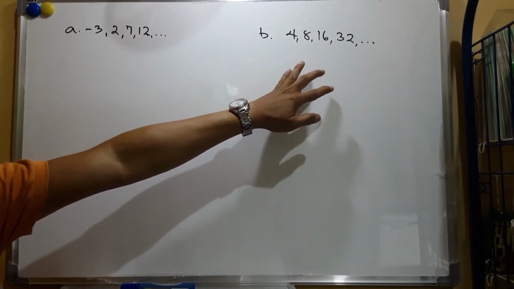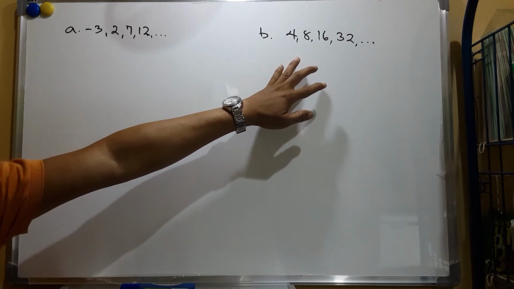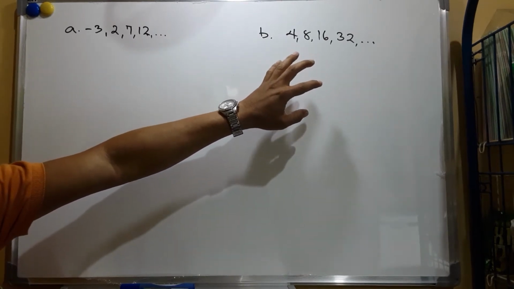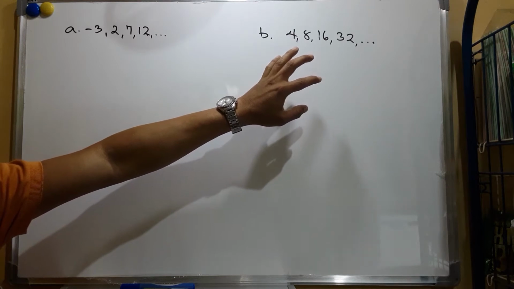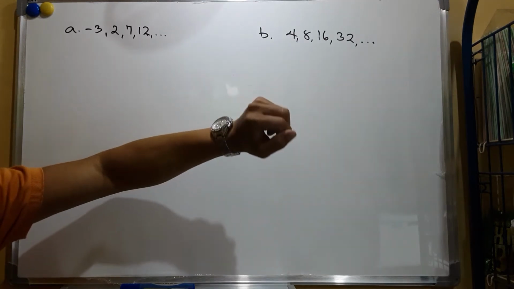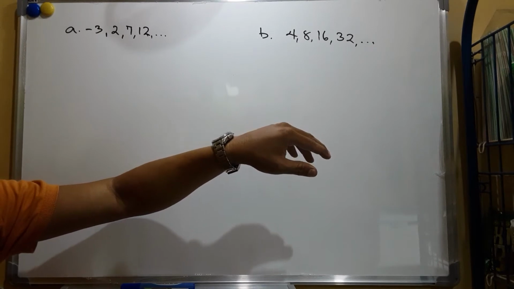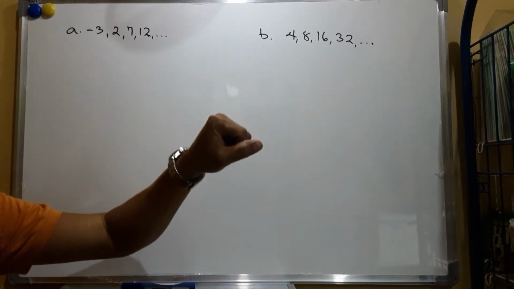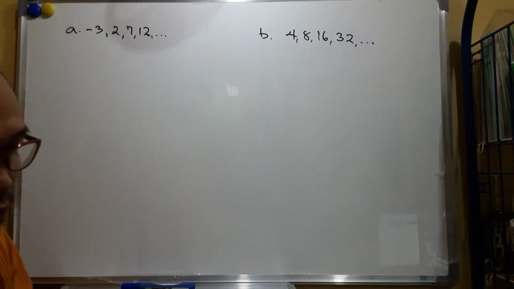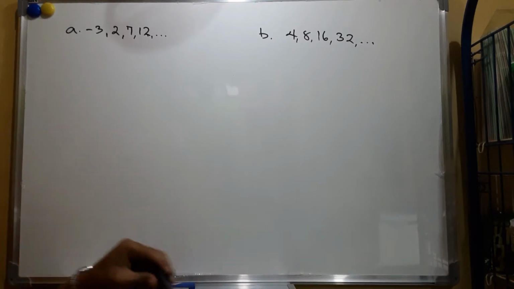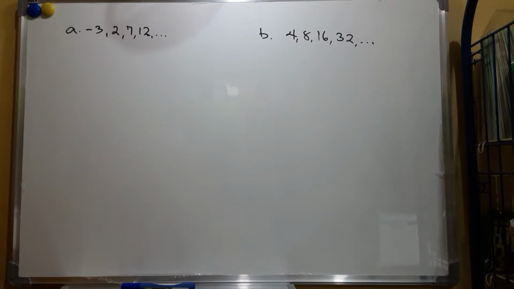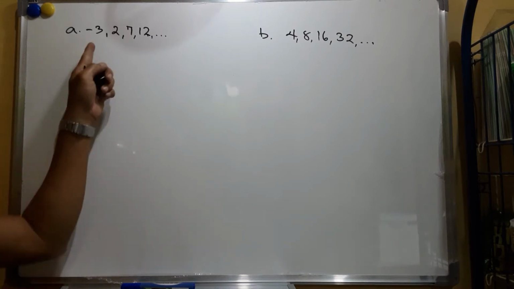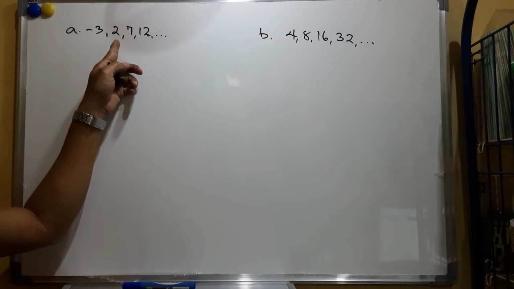What we are going to do is determine whether the sequence is arithmetic, and if it is arithmetic, we are going to give the common difference. If not, we'll leave it as is. Now, on the first example in letter A, to determine whether the sequence is arithmetic, we are going to subtract each term from its successor. What do I mean from its successor?